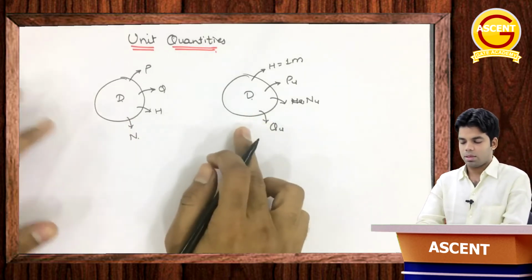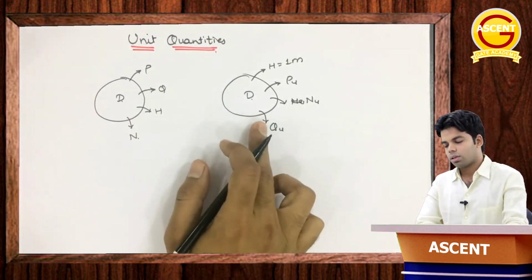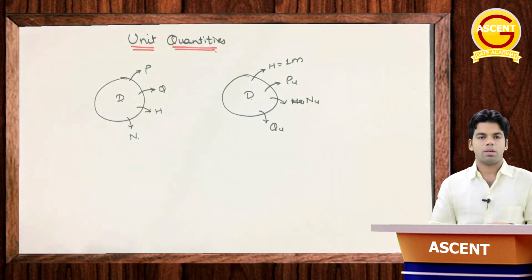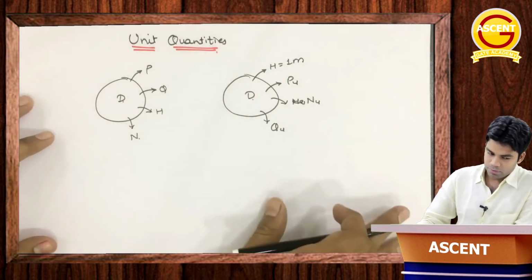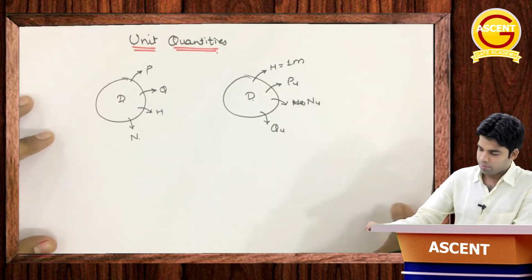Just remember this thing. If the same turbine is working under unit head, then the quantities are called unit quantities. Now we will determine first the unit speed.